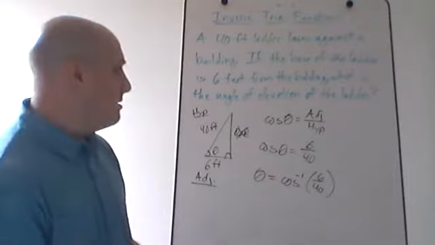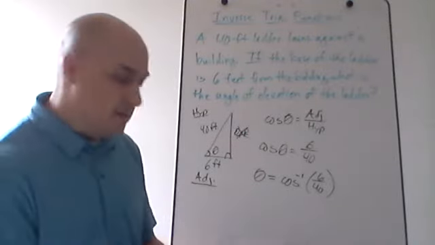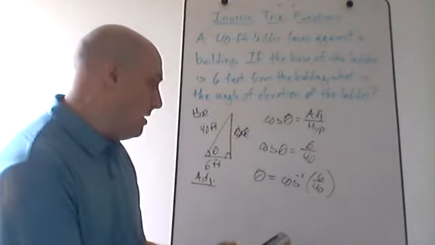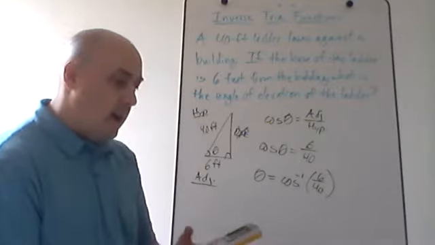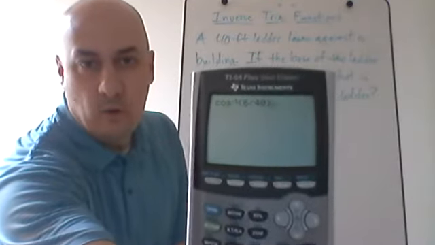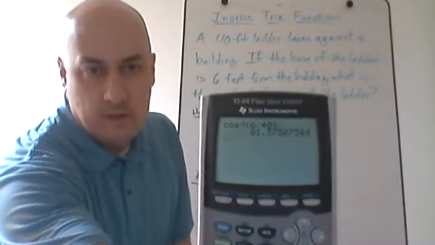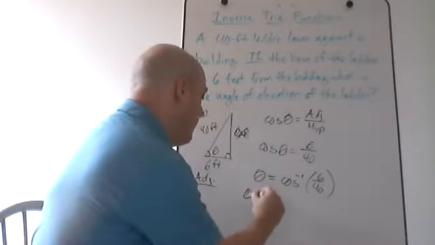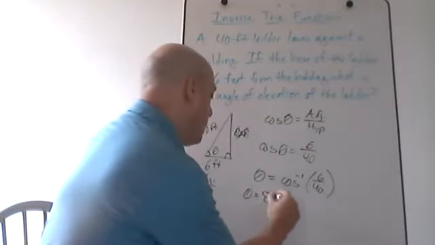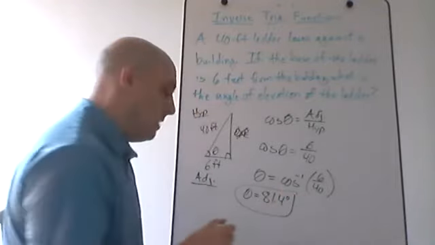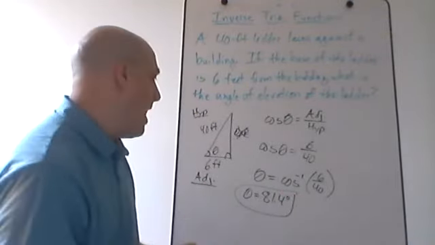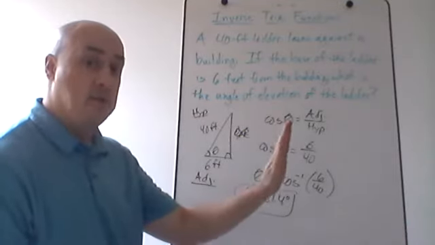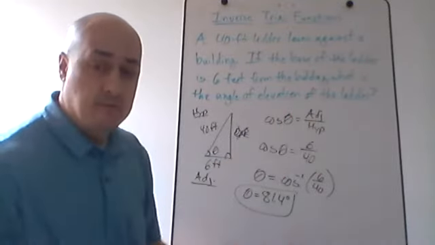And they don't ask us for degrees here. I think the problem in the book actually said to use degrees. So I make sure my calculator is in degree mode, which it is. I do cosine inverse of 6 over 40. So cosine inverse of 6 over 40 gives me 81.37. Yep, 81.37. So my theta, my angle of elevation of this ladder, is 81.4 degrees, approximately. That's a pretty steep ladder. That's a pretty steep climb if you're climbing up that ladder. Because remember, 90 degrees is straight up and down, so 81.4 is almost 90, so it's pretty close to being straight up and down.